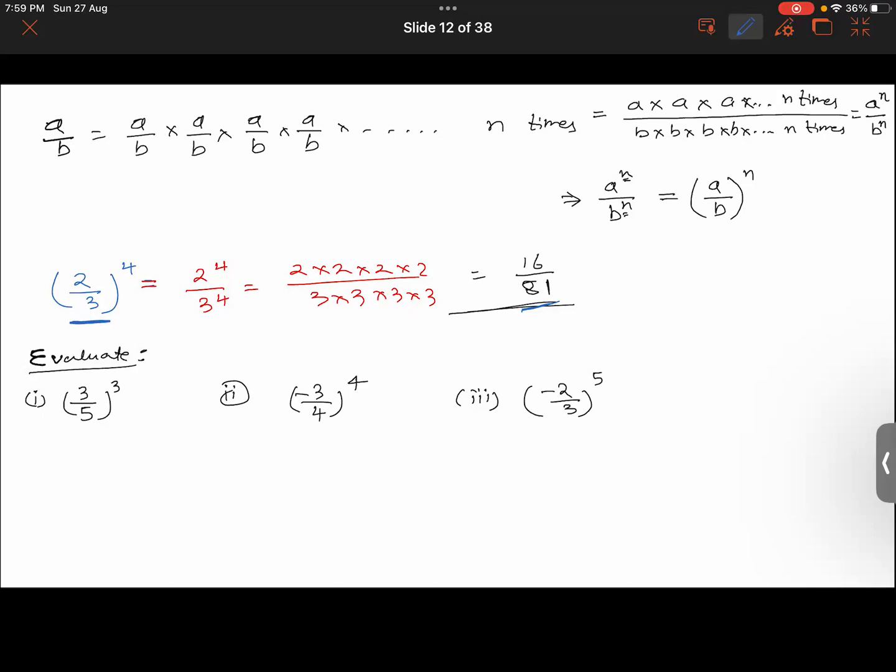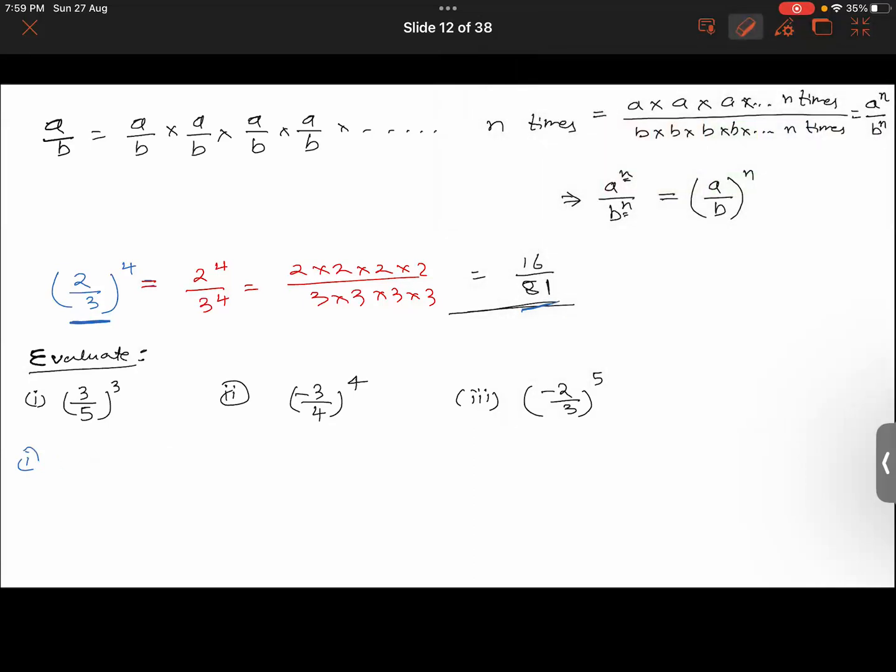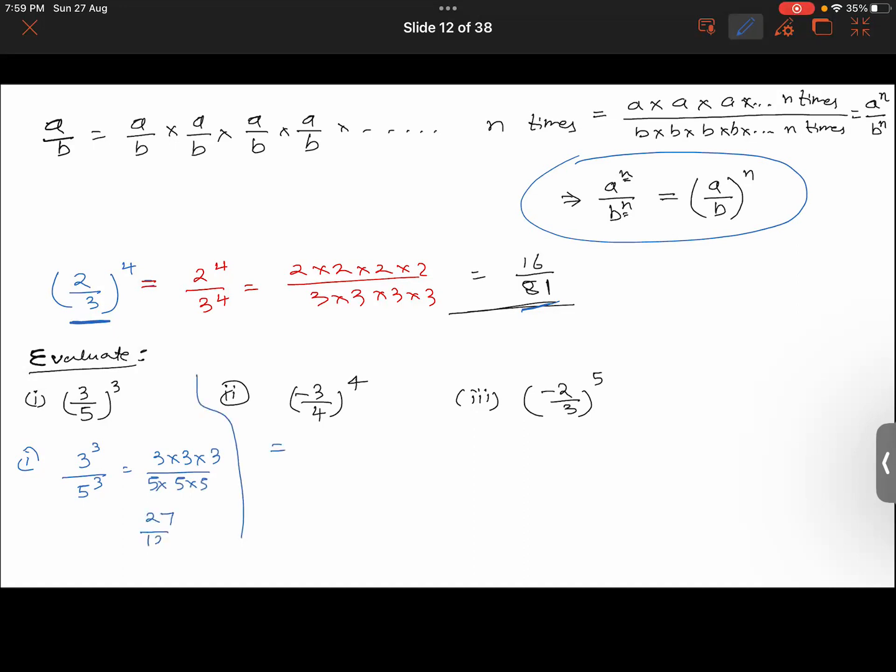Yes, I'm trying to solve. Okay. So the first one, basically 3 multiplied 3 times, that's what we are going to do. Let me further simplify it. So it will be basically 3 raised to the power 3 upon 5 raised to the power 3. Why? Because the whole thing is raised to the power. So 3 multiplied 3 times upon 5 multiplied 3 times, that is 27 upon 125. Exactly.